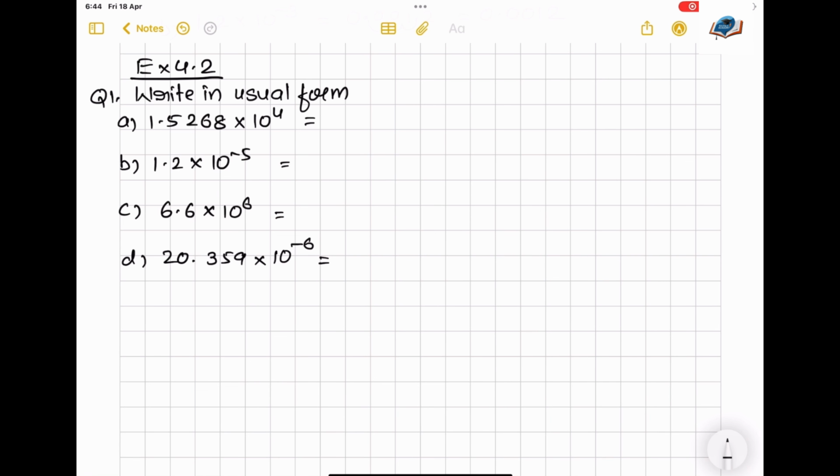Now exercise 4.2 question 1 says write in usual form 1.5268 into 10 raised to 4. 10 raised to 4 means right side I have to take the point. So this will be 1, 2, 3 and 4 times. So my answer will be 15268.